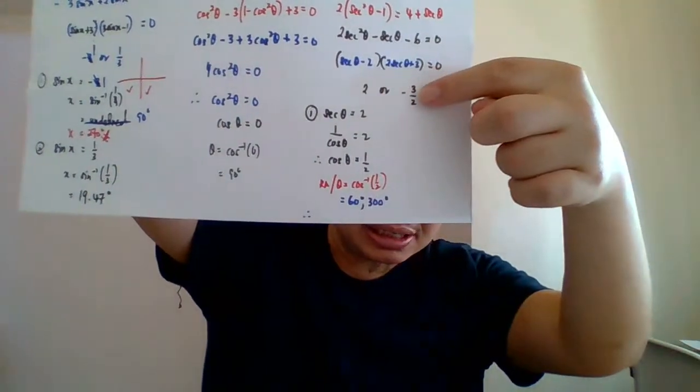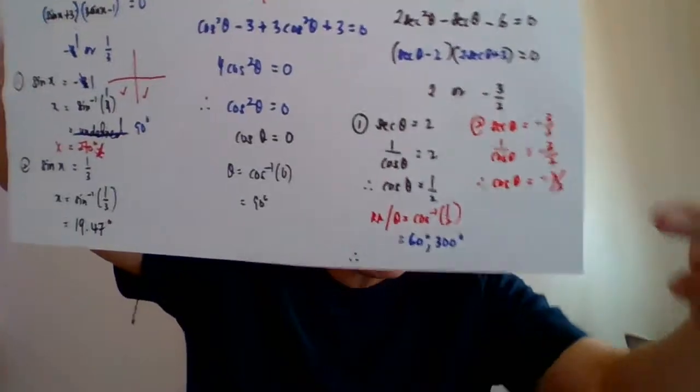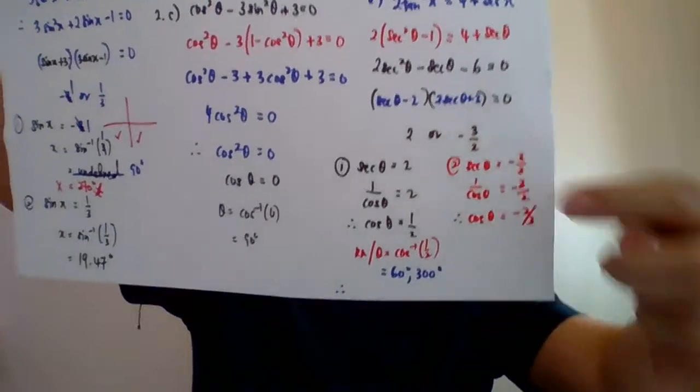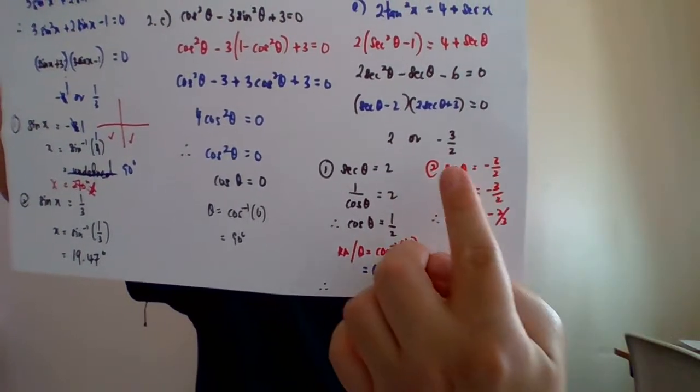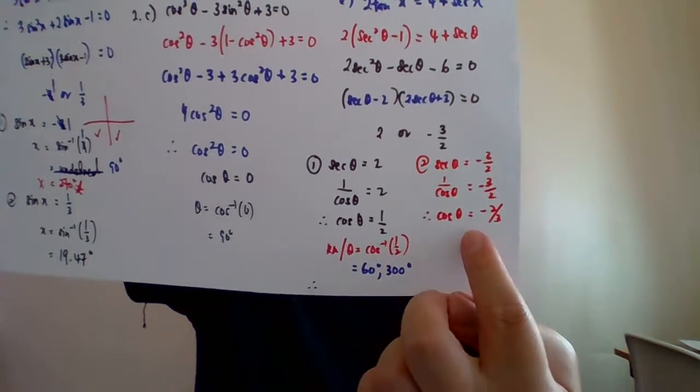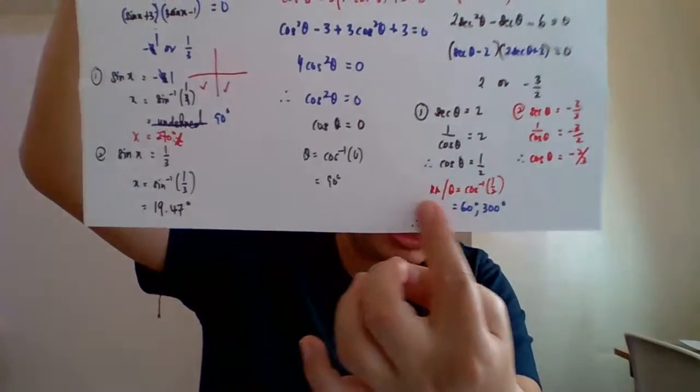Okay guys, how about the second? Negative 3 over 2 here. So for the second, sec theta equals to negative 3 over 2. 1 over cos theta equals to negative 3 over 2. Therefore, cos theta equals to negative 2 over 3. Ini untuk nombor 2. Number 2, this is your roots, right? So sec theta equals to that root, and then we came up with cos theta equals to negative 2 over 3. As usual, find your RA here.